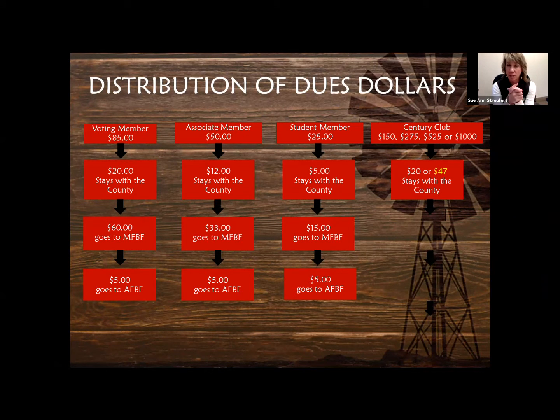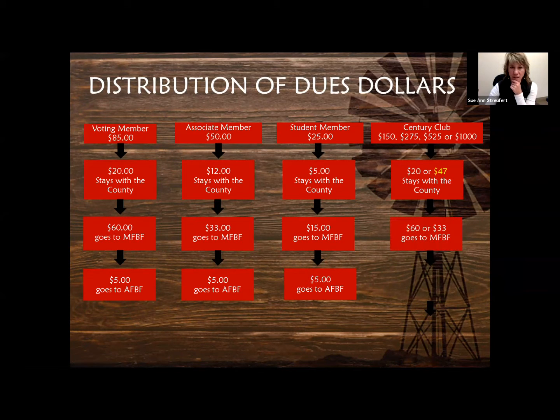Associate Century Club members can be agribusinesses in your communities, or just people that are not involved in production agriculture but care about what the Farm Bureau is doing for agriculture. So it's very lucrative for a county Farm Bureau to be recruiting associate Century Club members, because you get a large chunk of money that stays in the county.